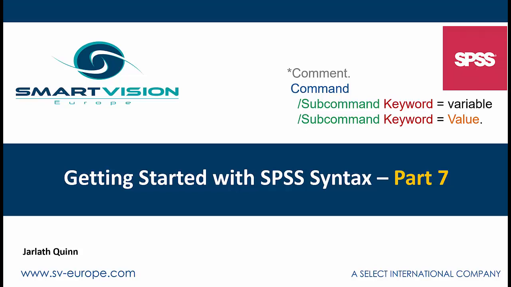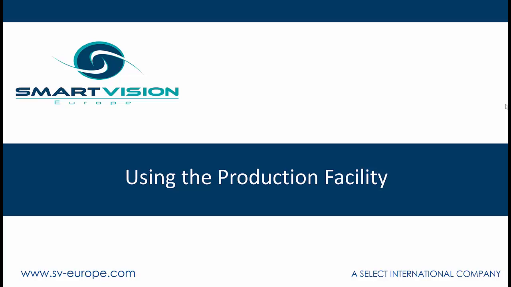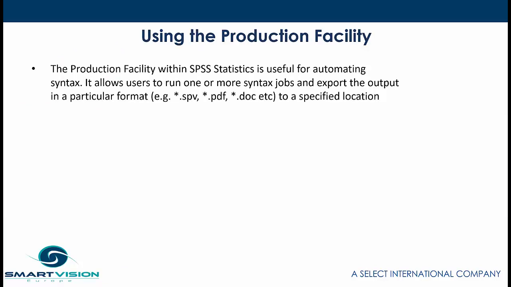Here's the last part of getting started with SPSS syntax. In this last section, we're going to be looking at using the production facility. The production facility is a special facility within SPSS Statistics, and it's useful for automating syntax.